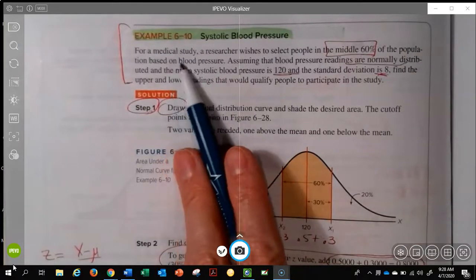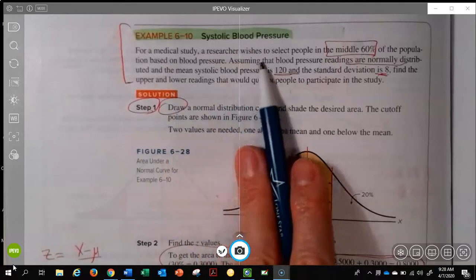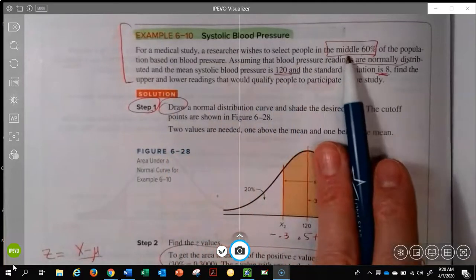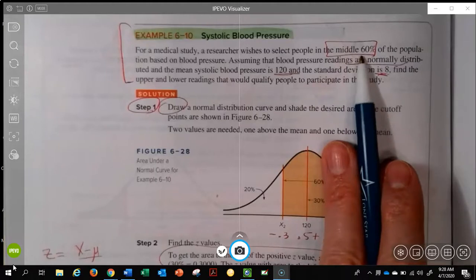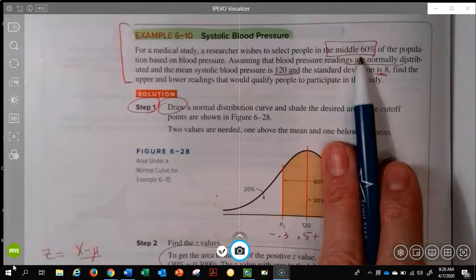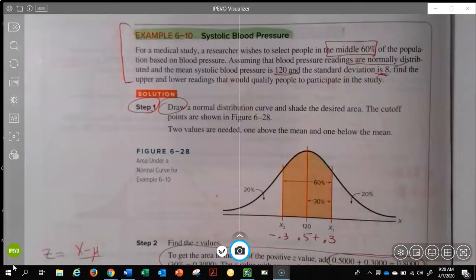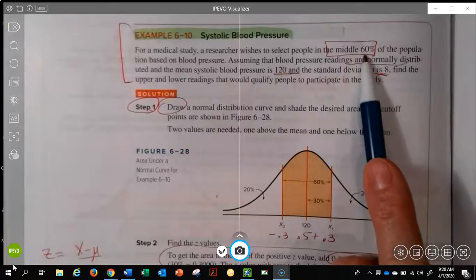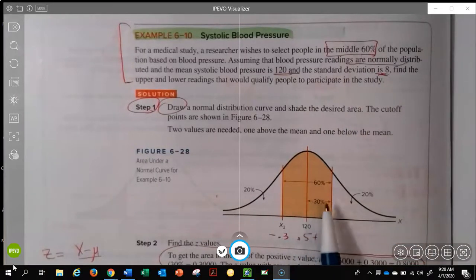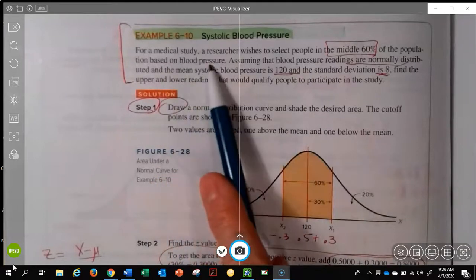I'll go ahead and read the question: for a medical study, a researcher wishes to select people in the middle 60%. And so you're thinking, how am I going to recognize this on the test? What will help make it make sense in the middle of the test? When you see something like middle, that tells you your drawing is going to have a lower number and an upper number based on blood pressure.